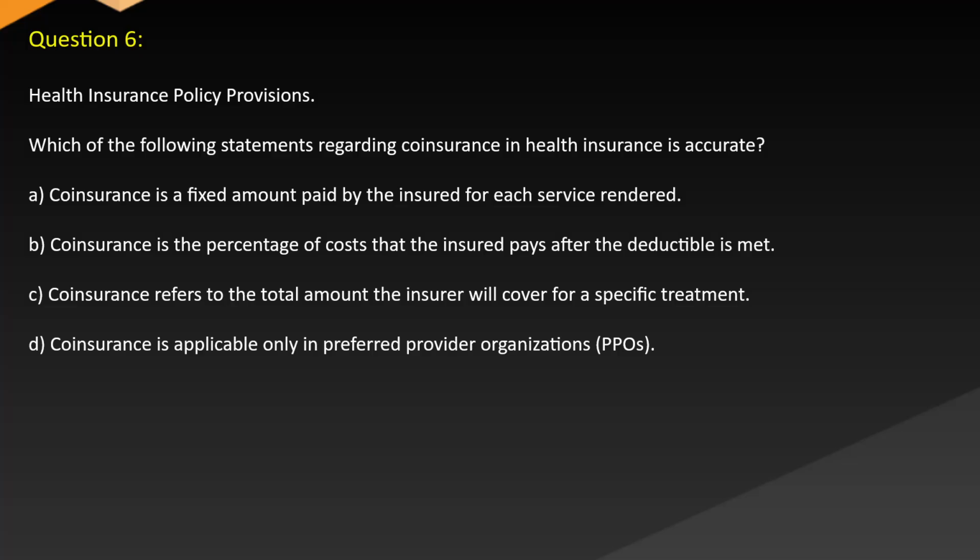Which of the following statements regarding coinsurance in health insurance is accurate? A. Coinsurance is a fixed amount paid by the insured for each service rendered. B. Coinsurance is the percentage of costs that the insured pays after the deductible is met. C. Coinsurance refers to the total amount the insurer will cover for a specific treatment. D. Coinsurance is applicable only in preferred provider organizations, PPOs.